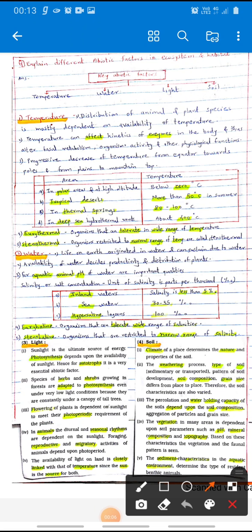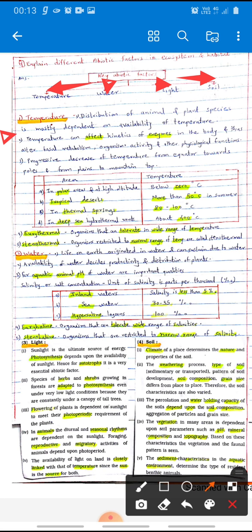Hello students, now we study about abiotic factors in ecosystem and habitat. The key abiotic factors are: the first is temperature, second water, third light, and the fourth soil. So the first abiotic factor is temperature.